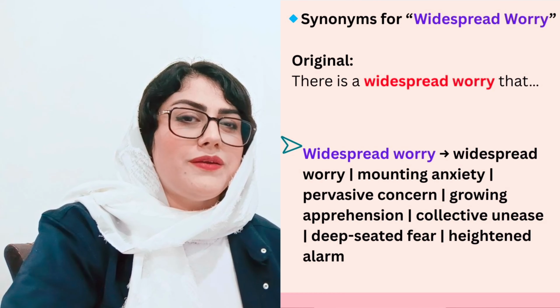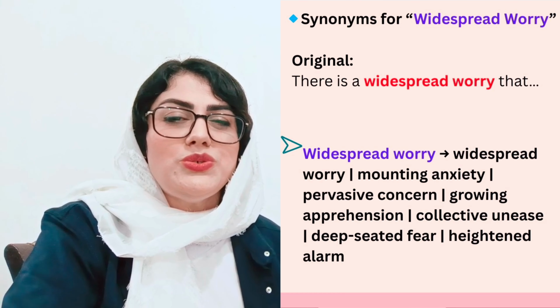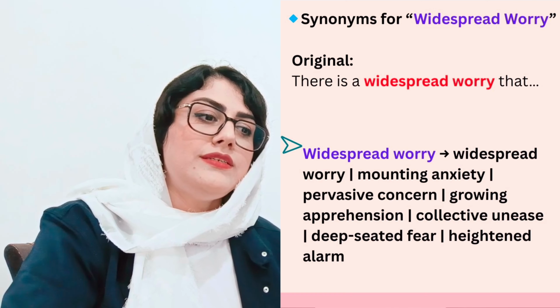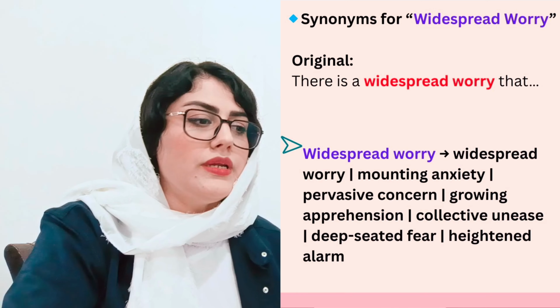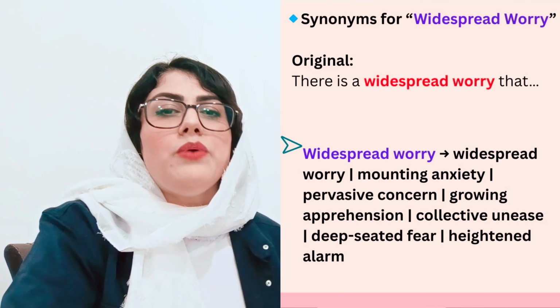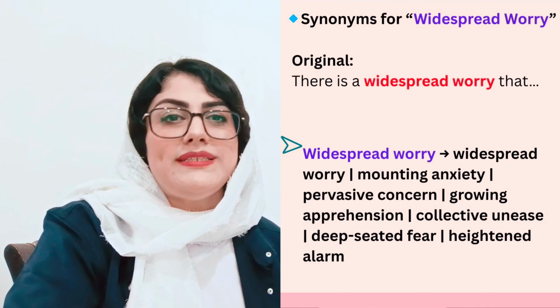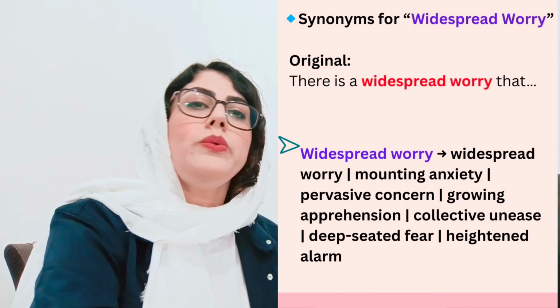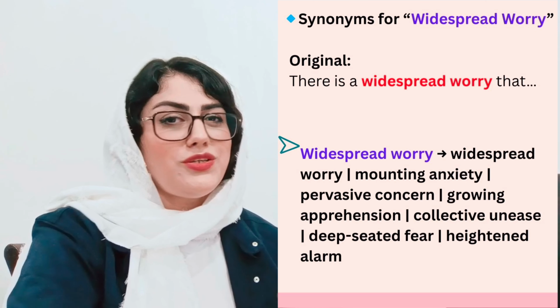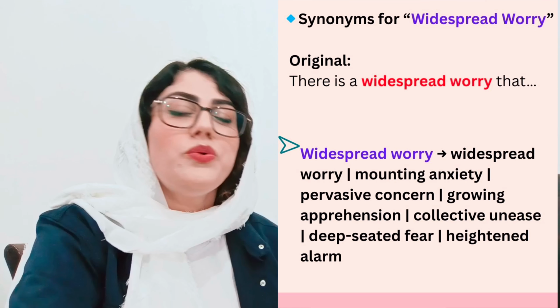Now let's look at the phrase widespread worry. We are going to use high-level alternatives for widespread worry. It's a good phrase, but in IELTS writing, we want more variety, we want more precision. If the worry is becoming stronger over time, with the passing of time, we can say mounting anxiety or growing apprehension. Instead of widespread worry, you can say growing apprehension.